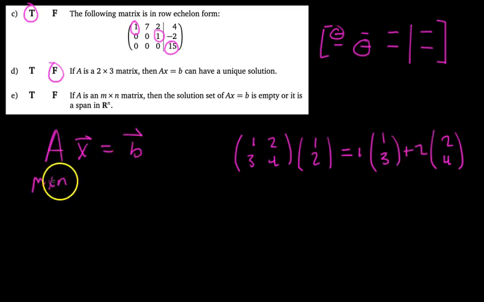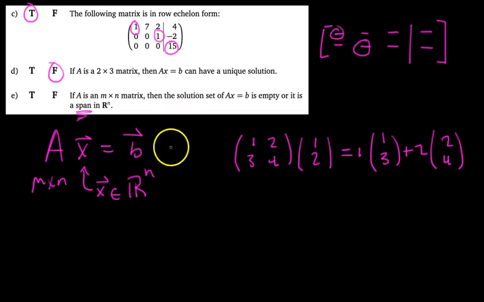So if A is m by n, that means there are n columns, which means x has to be in Rn. It has to have n entries. So you say x is an element of Rn, or x lives in Rn. So that's actually right: the solution set would be in Rn. That part's true. But the part that will make it false is that it says the solution set has to be a span in Rn, and that's not necessarily true.